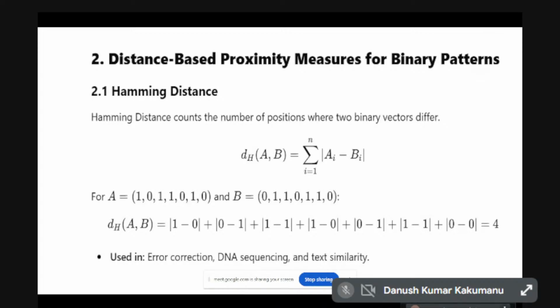B is 0, 1, 1, 0, 0, 0, 1, 1, 0. Okay? Calculate the Hamming distance.